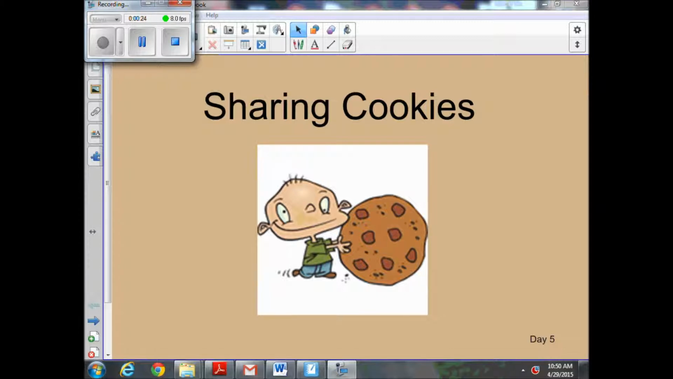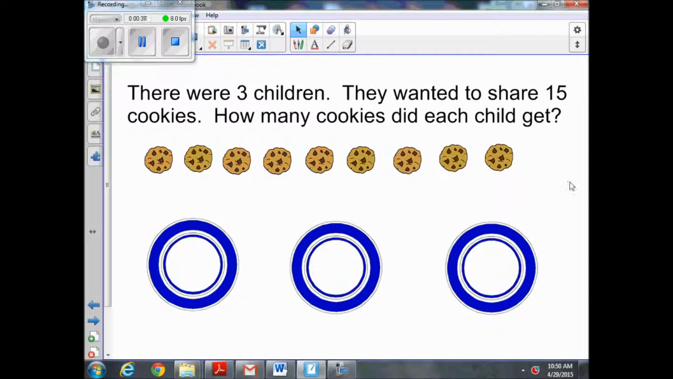I made this little cookie activity for us to do on the Smart Board, and you have it on your iPad. It's called Sharing Cookies. I'm going to do a lot of the modeling first so that you can see what's going on. Go ahead and go to your second slide, the first one where we see the story. Let's read it together.